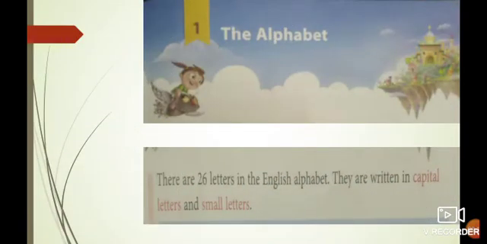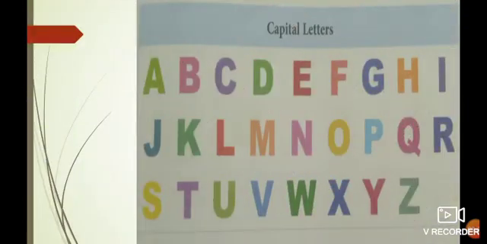So children, in our English grammar, the first chapter is the alphabet. Okay? Now see, there are 26 letters in the English alphabet. They are written in capital letters and small letters. Now children, we will see one by one how letters are written in capital letters and in small letters. See, first we will see capital letters.